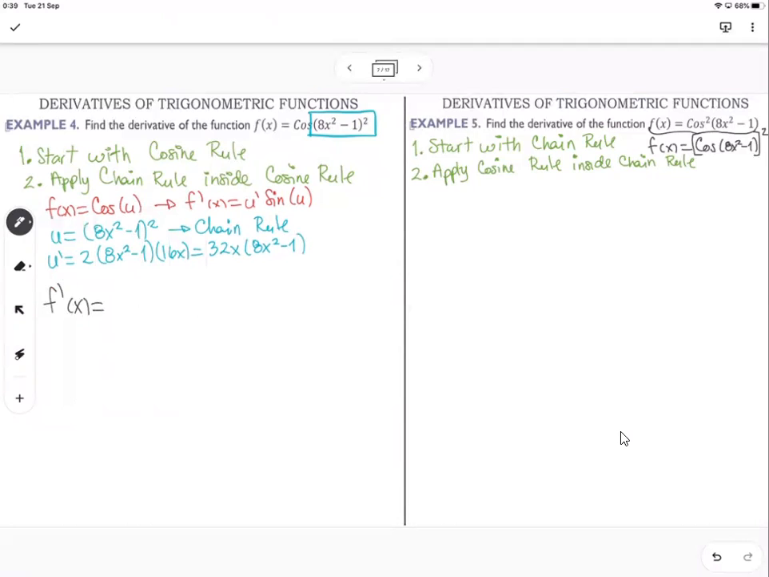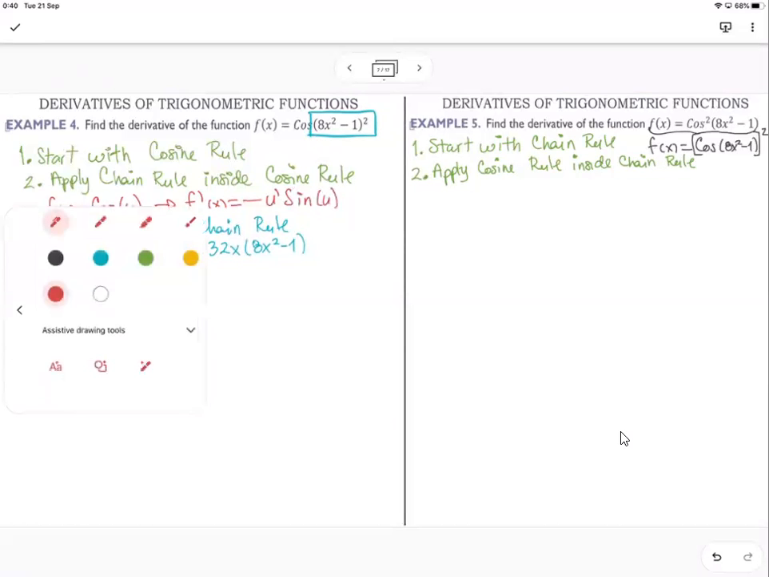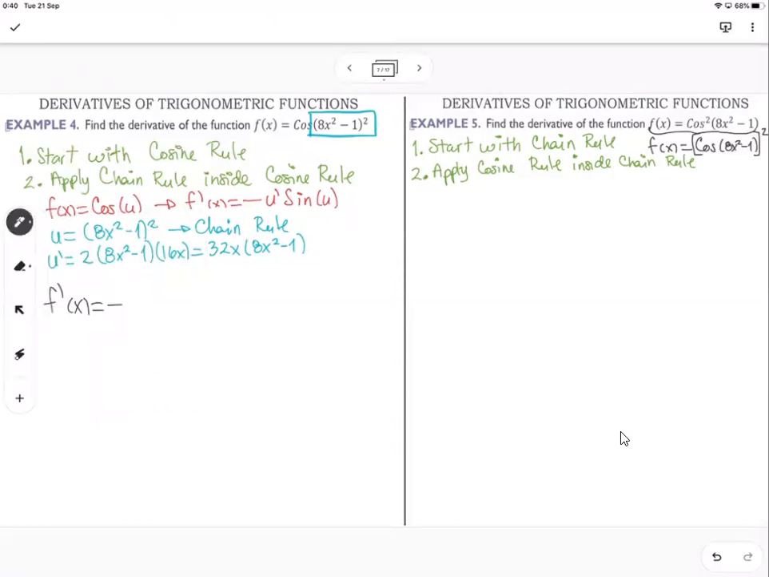which is, I made a mistake here with the sign. Just let me make the correction. This is minus u prime sine of u. Okay. And there is nothing else I can do.